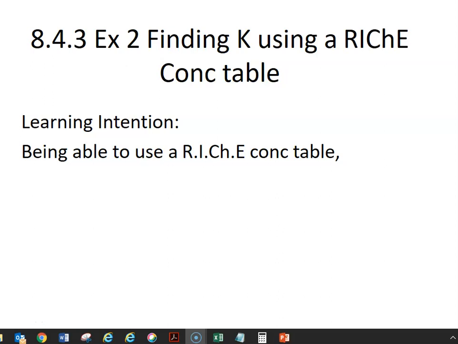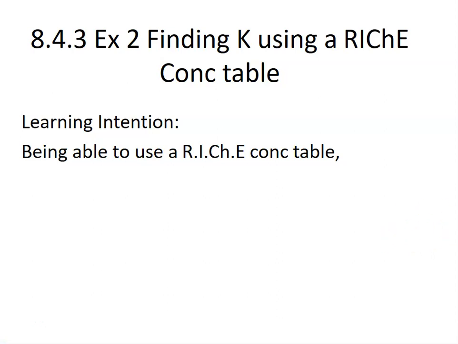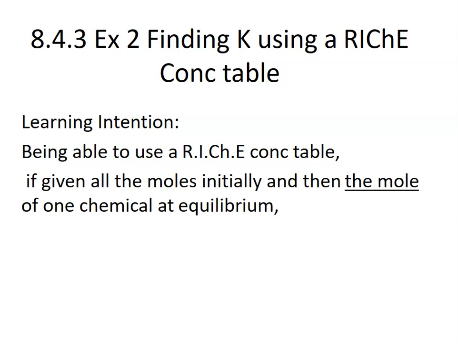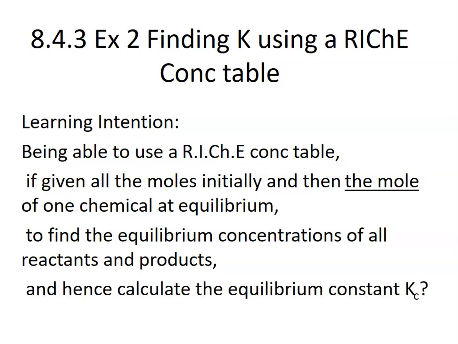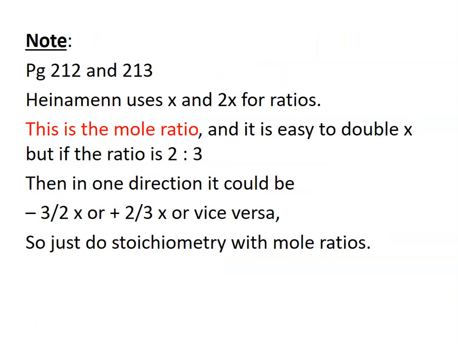Okay, this is the second example of finding K using a RICE conc table. To be able to use a RICE conc table for this particular example, if you're given the moles initially and then the moles of one chemical at equilibrium, you can use that table to find the equilibrium concentrations of all the reactants and products and then find your equilibrium constant.